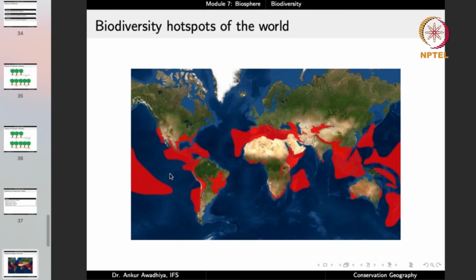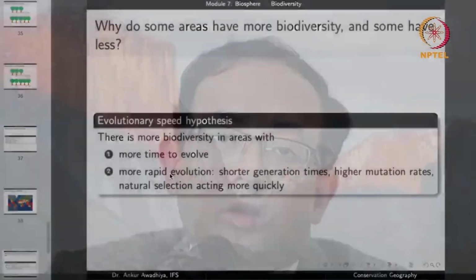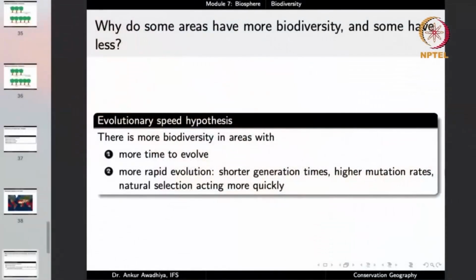The next question is, why are these areas the biodiversity hotspots? Why do we have areas that have more biodiversity and other areas that have less biodiversity? In this context, we have certain hypotheses. None of these hypotheses will be able to explain all the situations, but they give you an idea about what leads to more biodiversity.